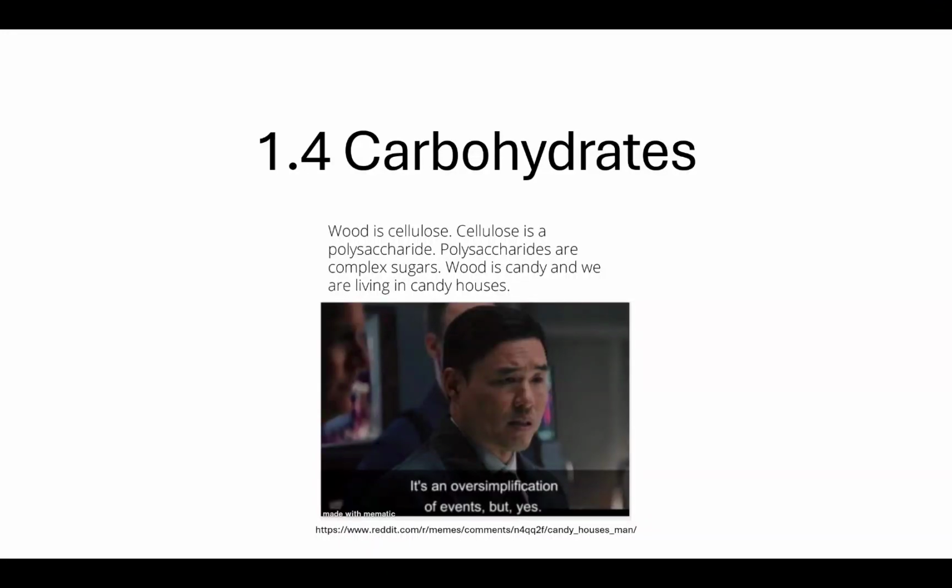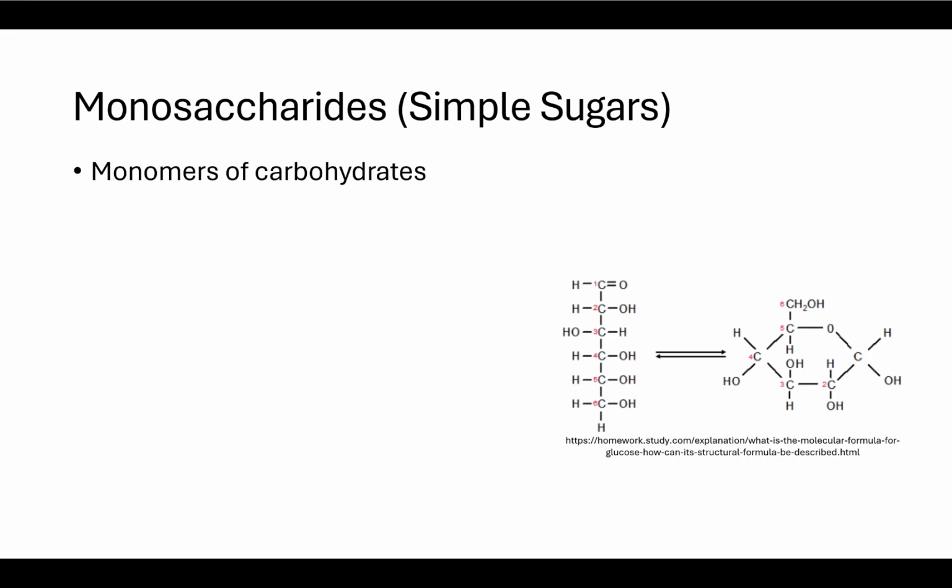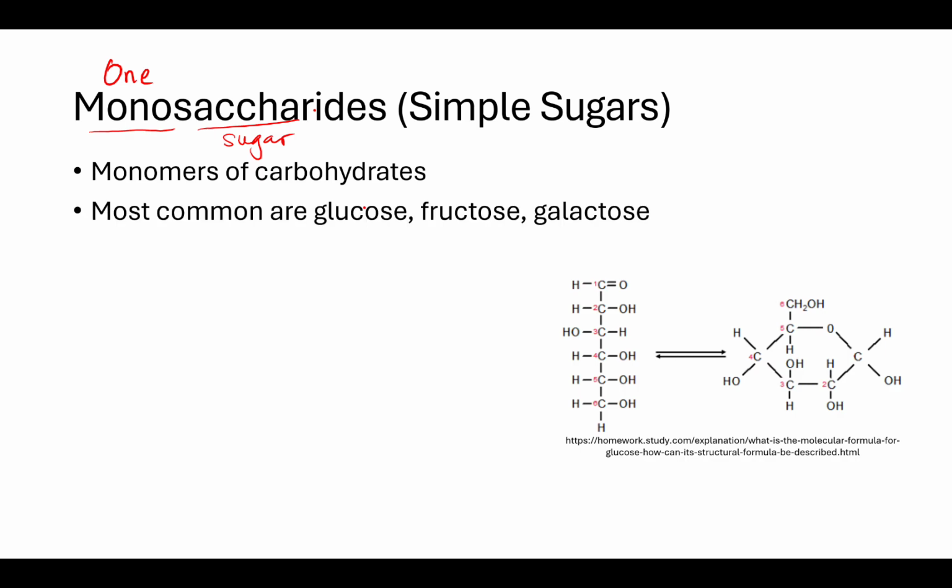So, we have here our next lesson on biomolecules. This lesson, we're going to focus on carbohydrates. So, the monomer of carbohydrates are monosaccharides. And hopefully, you remember that mono means one. So, literally, that means one saccharide, and saccharide actually means sugar. So literally monosaccharide translates to one sugar. So these are simple sugars.